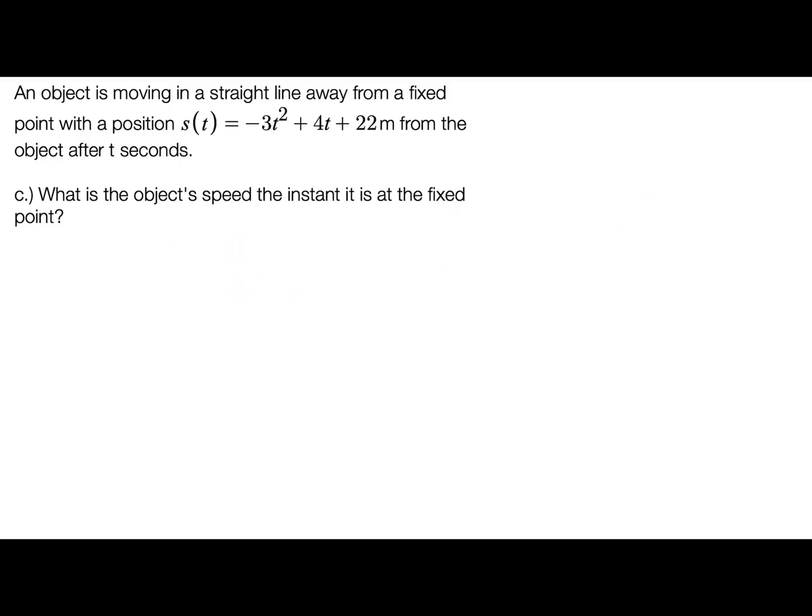What is the object's speed the instant it is at this fixed point, at this origin? So that means that we need to figure out when is the thing even there. So I'm going to set this distance equal to 0 and solve. Again, this is the calculator portion of the test. I'm going to solve it using the graphing utility, and I can figure out that this happens when t is equal to 3.456.